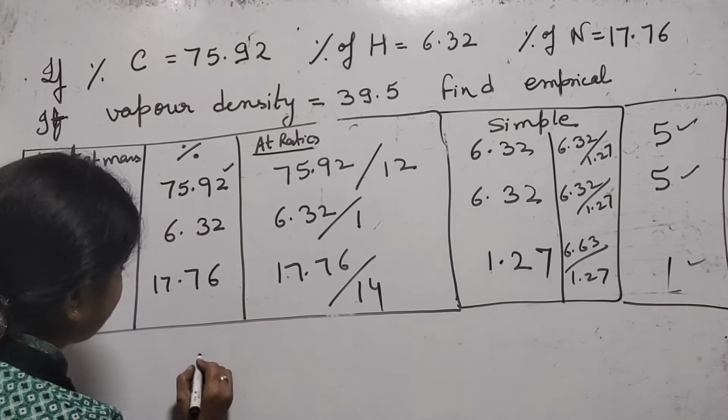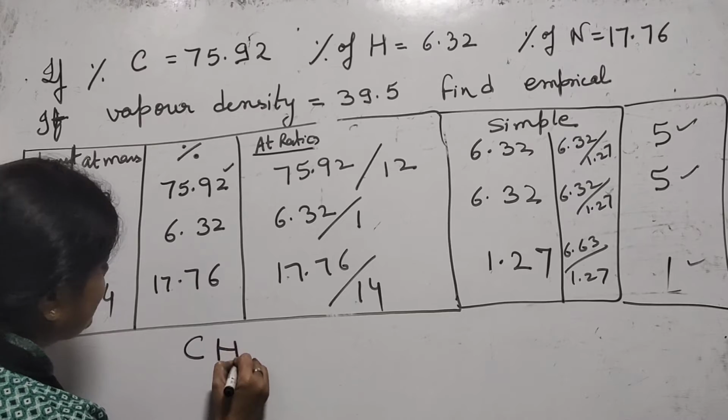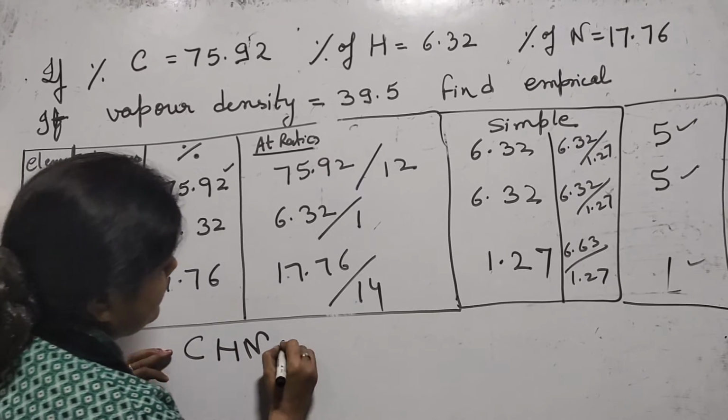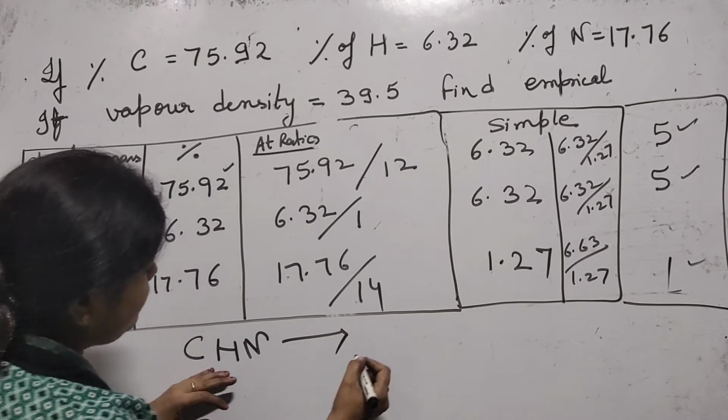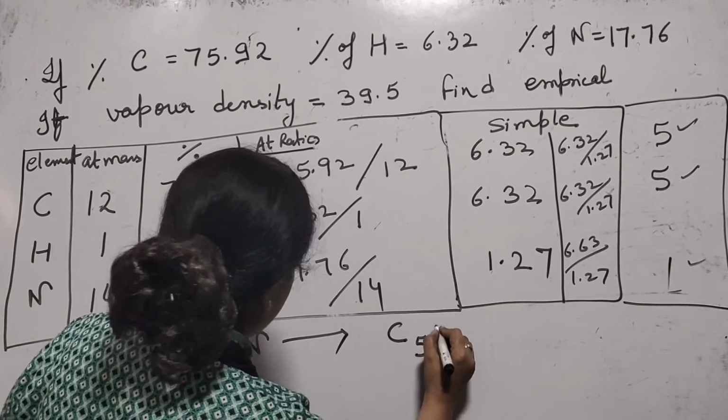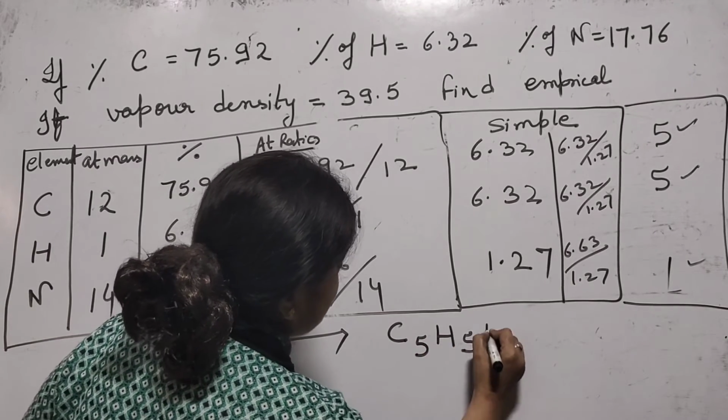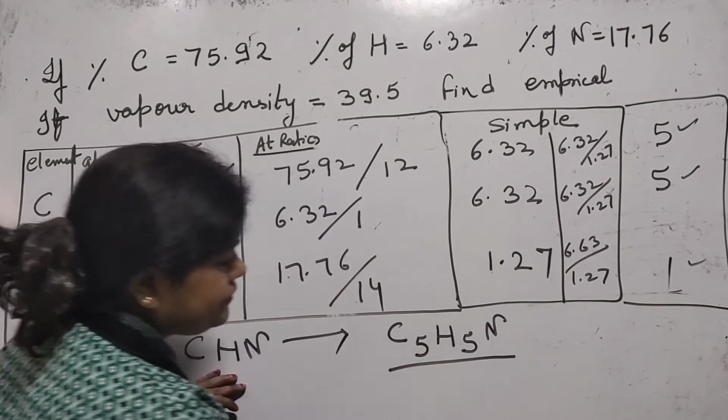So what is the empirical formula? C, H and N. These are the elements. So empirical formula is C5H5N. Okay.